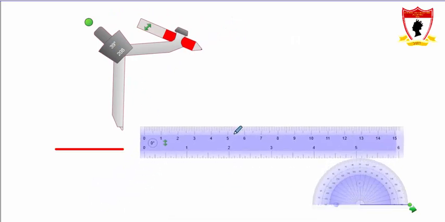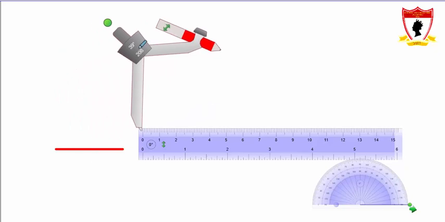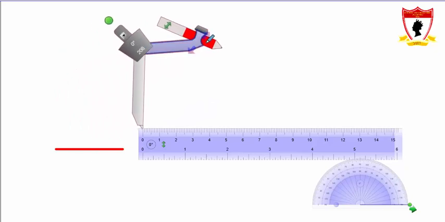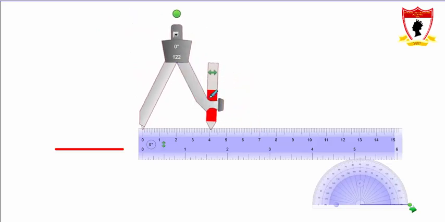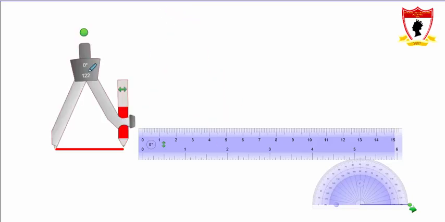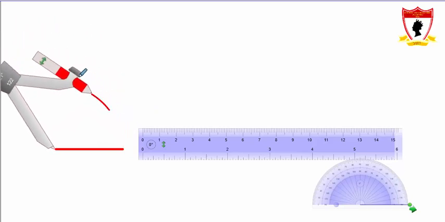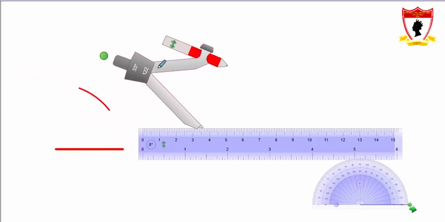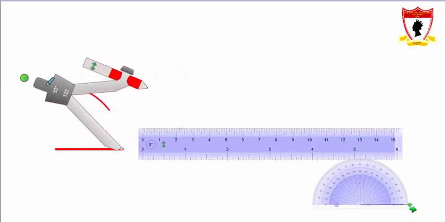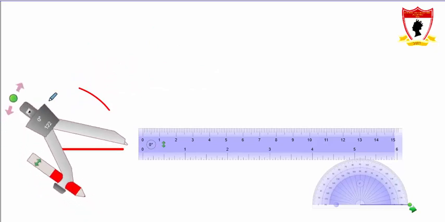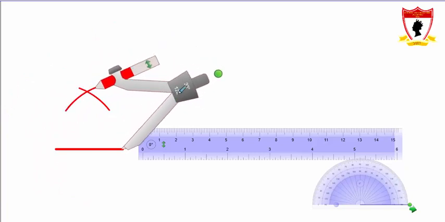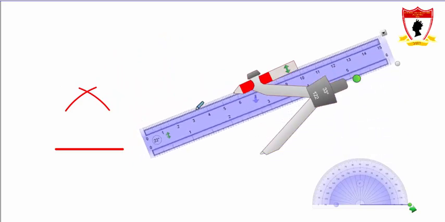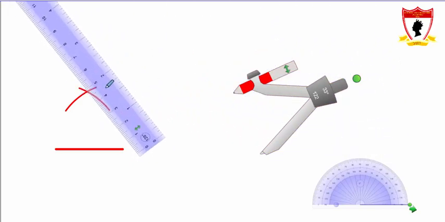Now we have to open the compass. We can use this line, the same length as this line, or it's better to use the ruler. 4 centimeters is right here. Now place the needle here by the end of the line, and we have to mark an arc here, and then with the same 4 centimeters we're gonna mark another arc. Where they cross is the perfect point that we need to draw the equilateral triangle.